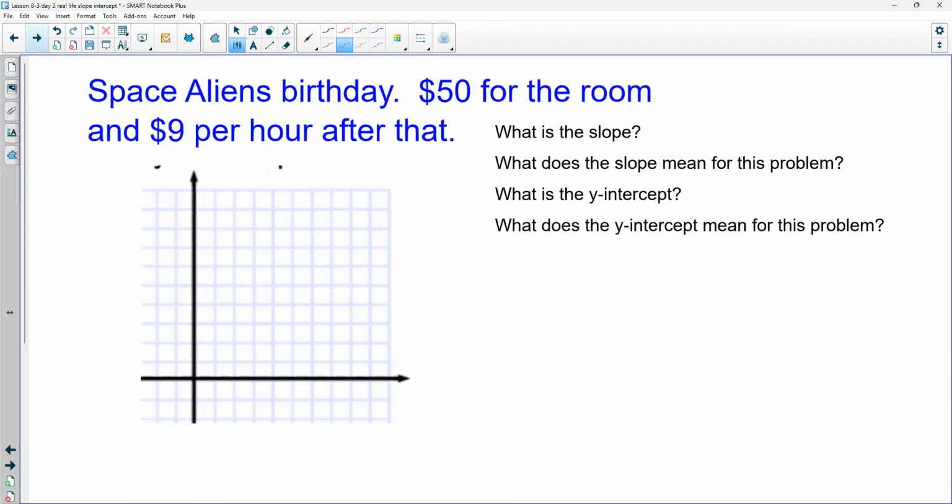Last one, give it a try. We had this question before too. Space alien's birthday, $50 for the room, $9 per hour. Write the equation. What's the slope? What's the y-intercept? What does that mean? What's the graph look like? Pause and go.